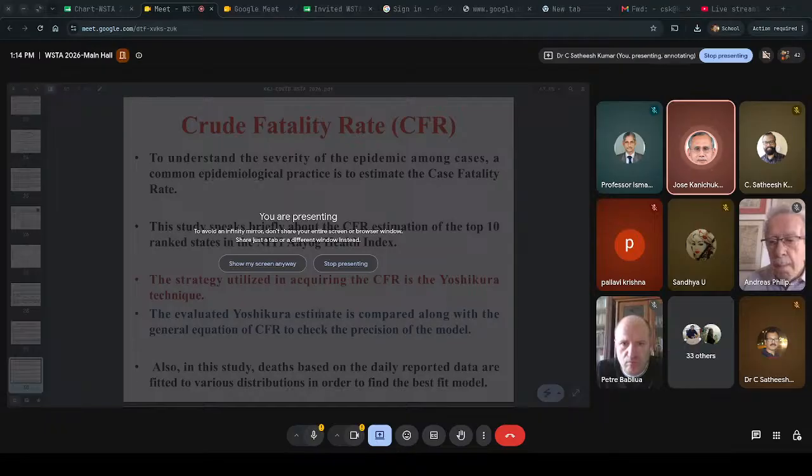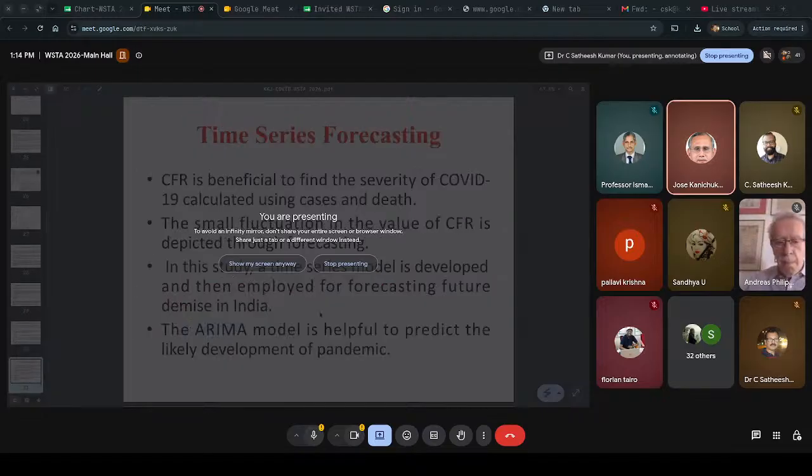Usually, how do we measure these things? The usual measure is the crude fatality rate, and here we have considered the Yoshikura technique. The evaluated Yoshikura estimate is compared along with the general equation of CFR to check the precision of the model. I have considered time series forecasting also here. CFR is beneficial to find the severity of COVID, and the time series model is helpful for forecasting future values.